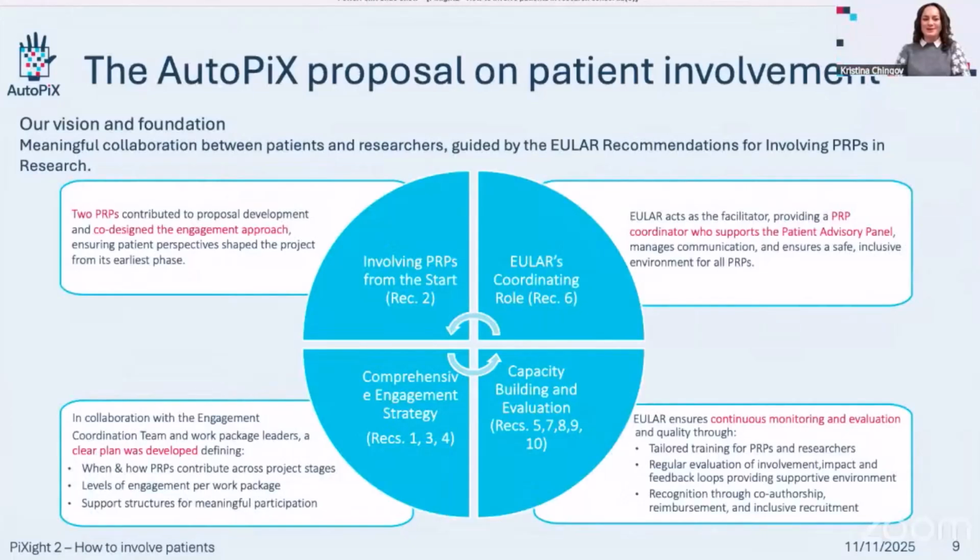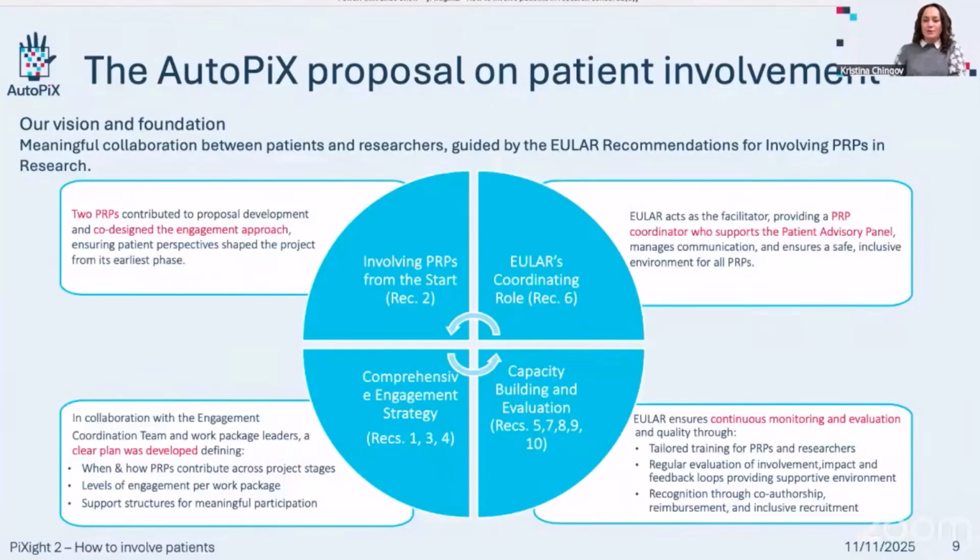The iPrepare study was actually one of those projects that emphasized the need for evaluation of the patient input, actually to evaluate not only the involvement process, but also the impact of patient research partners. As in AutoPiX, we followed the EULAR recommendations, and we started earlier where we involved 2 patient research partners. One of them is here with us today. This is Borjana, and together with her, Peter Böhm, who also did the first webinar, they supported us in the co-designing of the patient engagement process in AutoPiX.